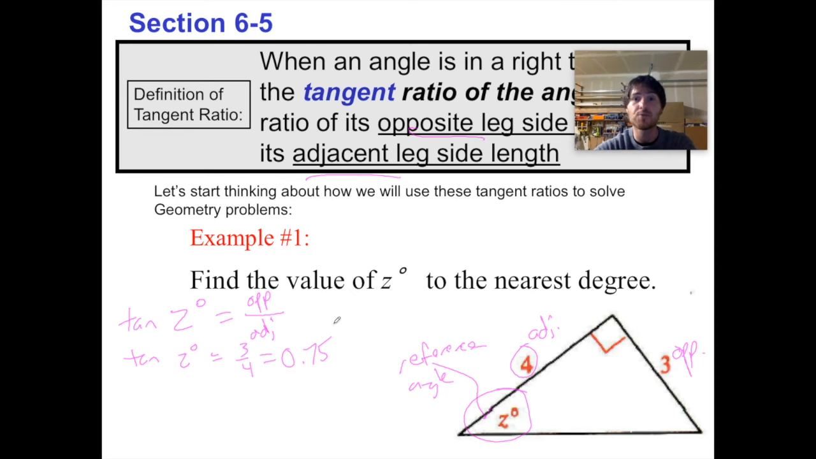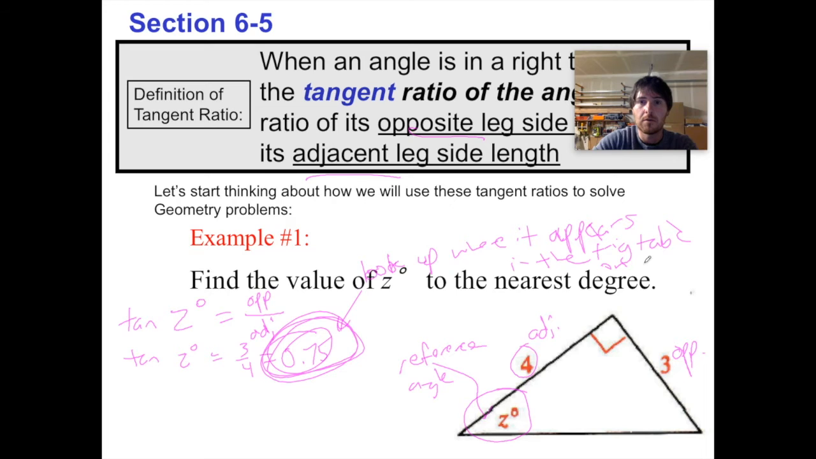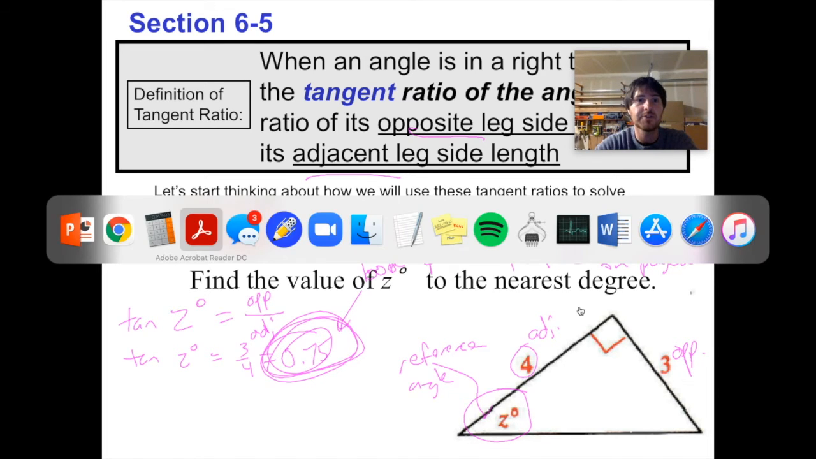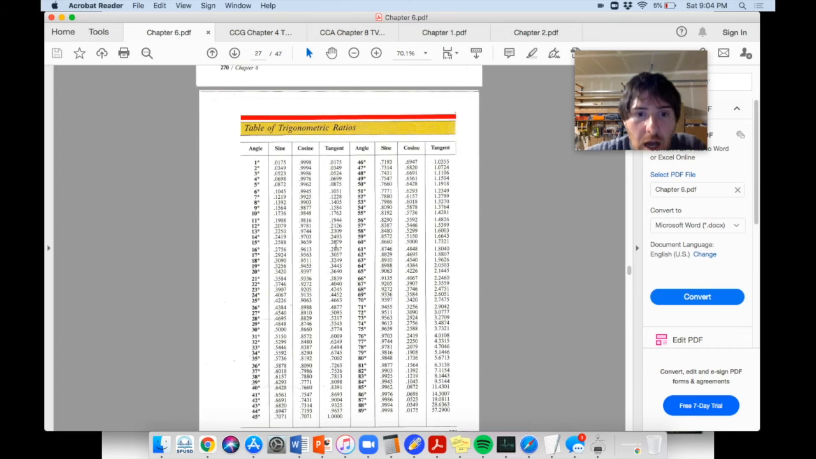So what we can do here is take this and look up where it appears on the trig table on page 271. If I go to 271 and look for tangent, there it is, 0.7536.